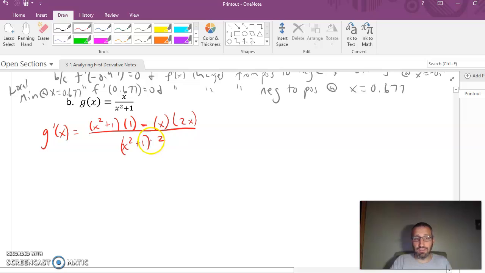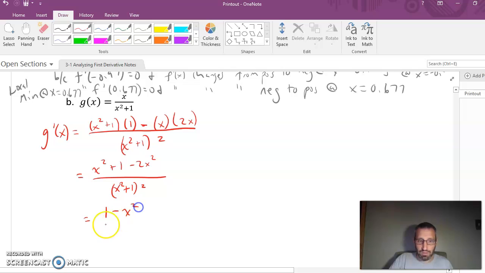Now, we don't have a calculator active on this one, so let's go ahead and do some simplification. I think my numerator is going to be, that first term is x squared plus 1. And then I think the second one is minus 2x squared. All over, I'm going to keep that ugly denominator the way it is. And then I see x squared minus 2x squared. I think I'm left with 1 minus x squared in the numerator over x squared plus 1 all squared in the denominator.